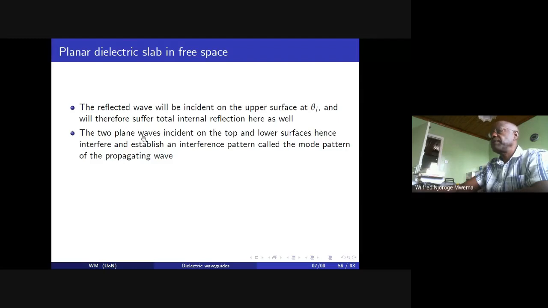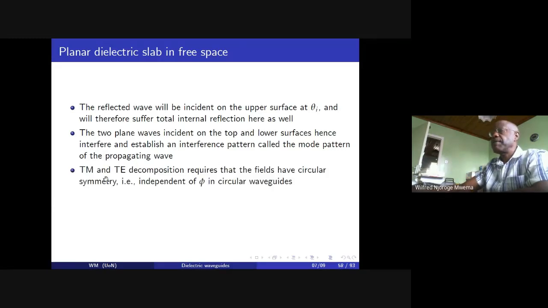And the two plane waves incident on the top and lower surfaces will hence interfere and establish an interference pattern, which we usually refer to as a mode pattern of the propagating wave. So TM and TE decomposition then requires that the fields have circular symmetry, that is, they must be independent of phi in circular waveguides. And if phi dependence exists, then we must consider the hybrid mode solution.